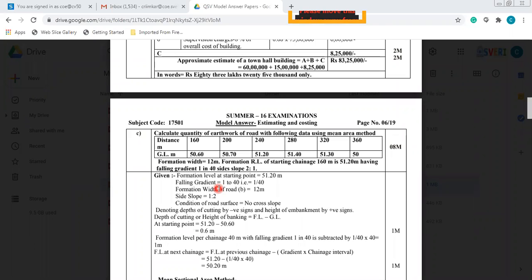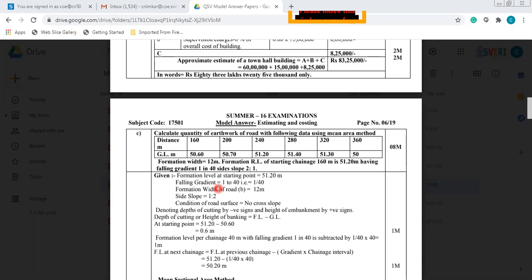You have to calculate the quantity of earthwork. Now what is our first step in such problems? At first we have to determine the formation levels of all the points. Please remember, in this problem they have mentioned the formation level only at the starting point, that is at 160 meter distance, and that formation level is given as 51.20.